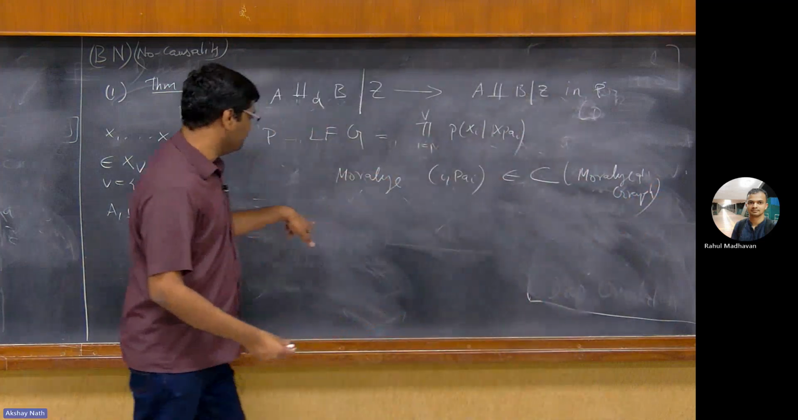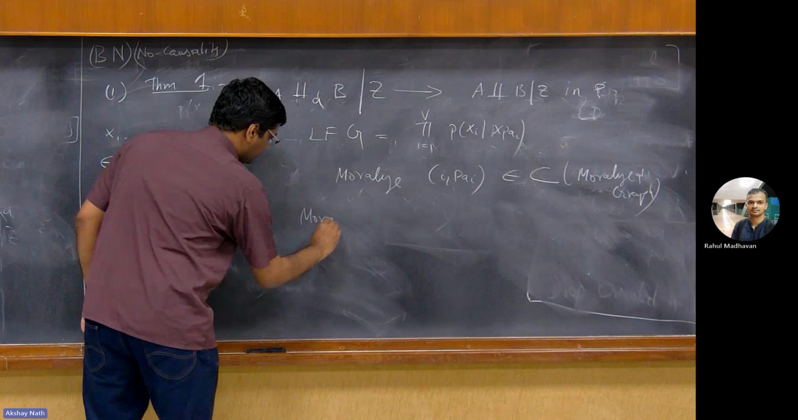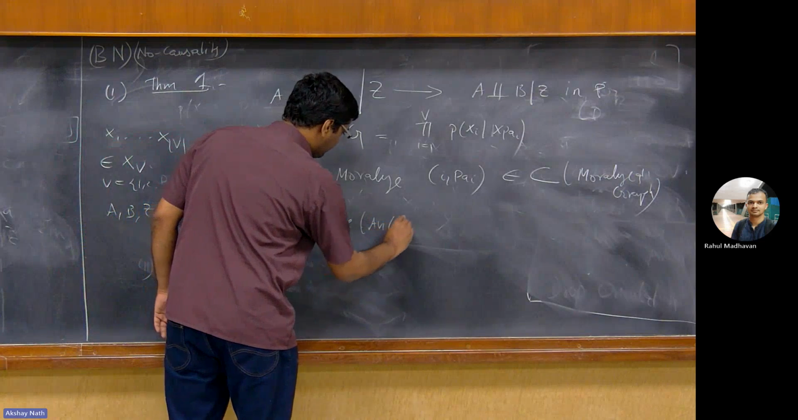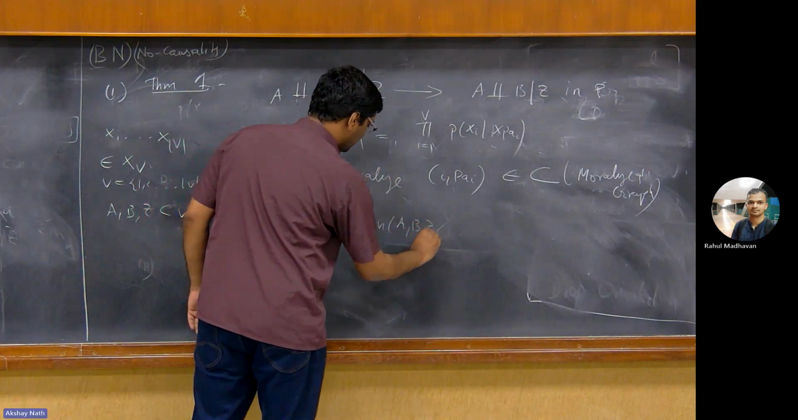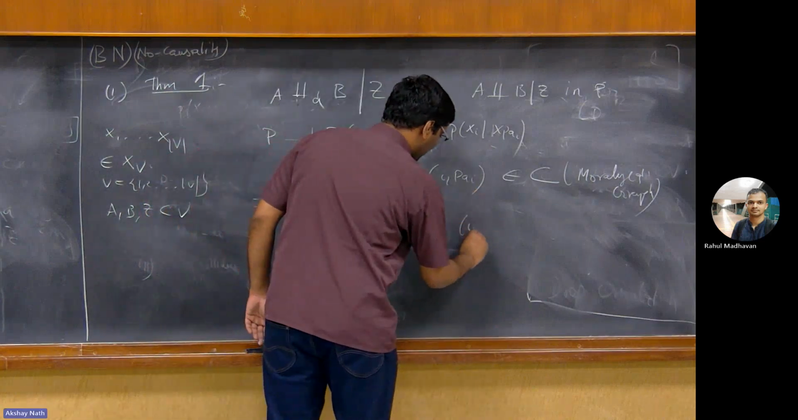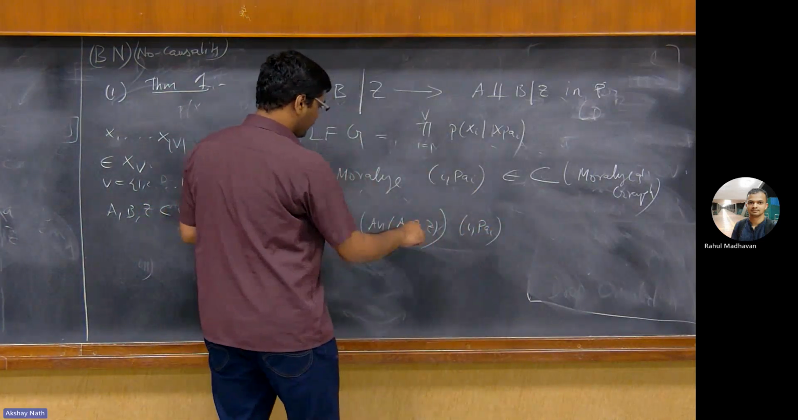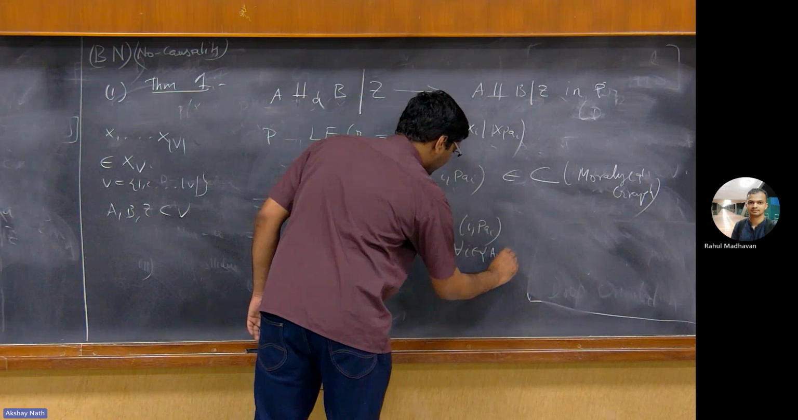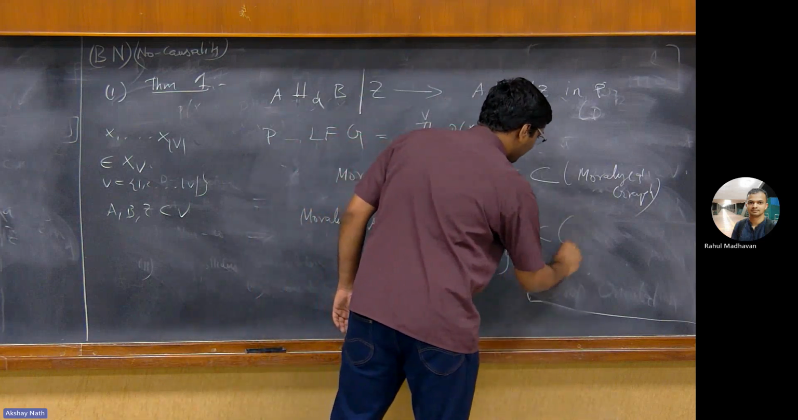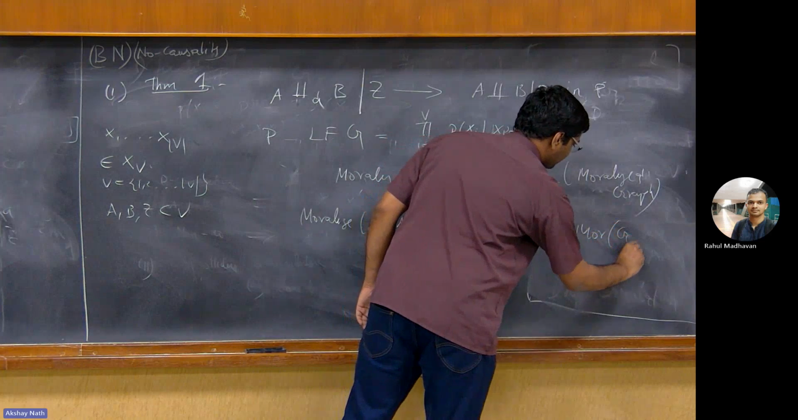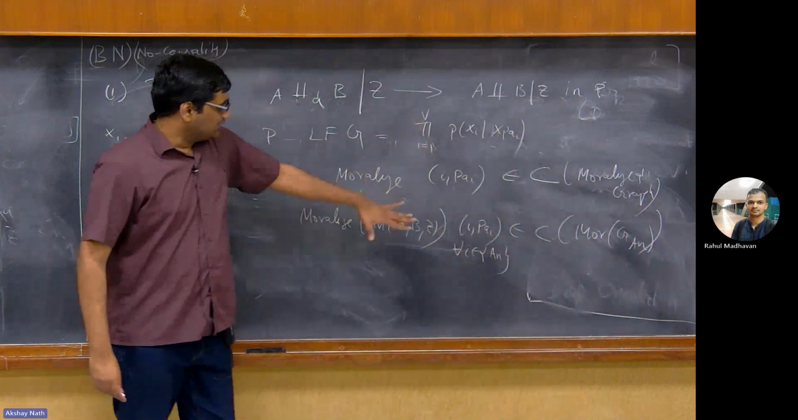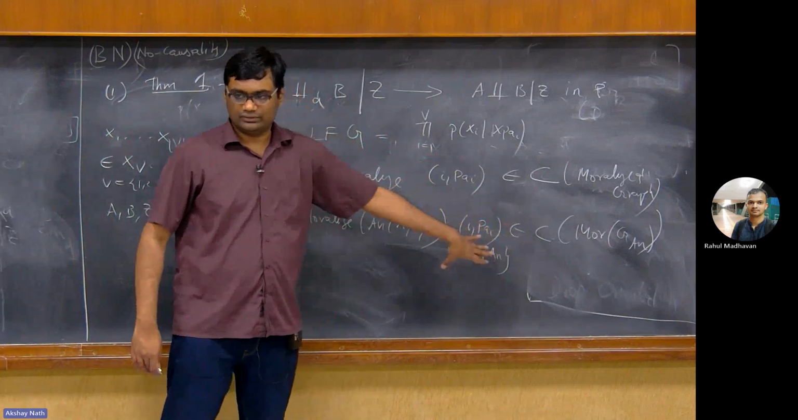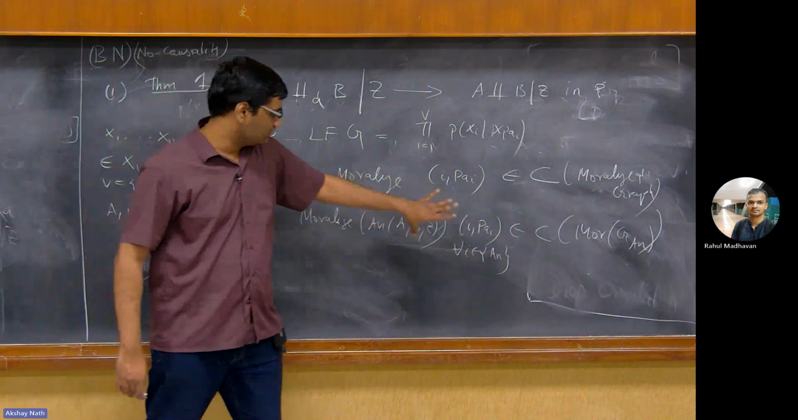Okay, now I'm going to say one more thing without the proof. If you moralize the ancestral graph of A, B, and Z, then A and B, given Z, basically still belongs to C on the moralized graph of the ancestral graph. It is just a marginalization theorem. That's all. It's not very difficult to prove. You can actually prove it.